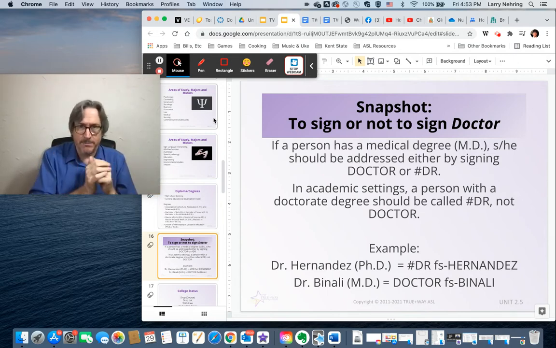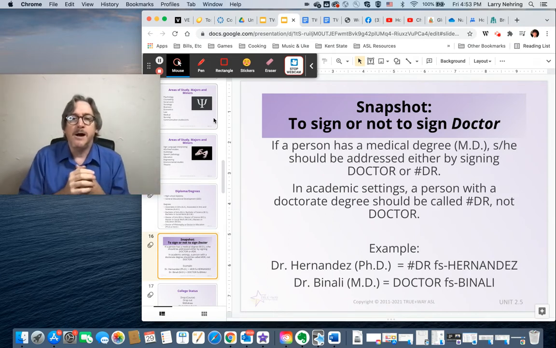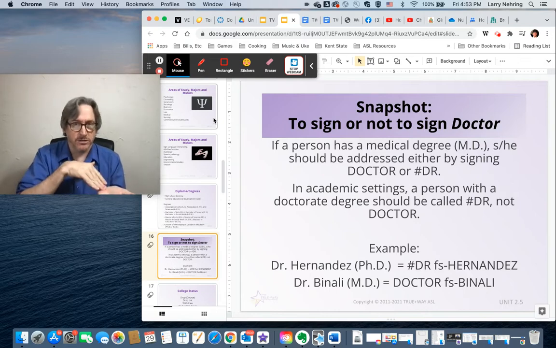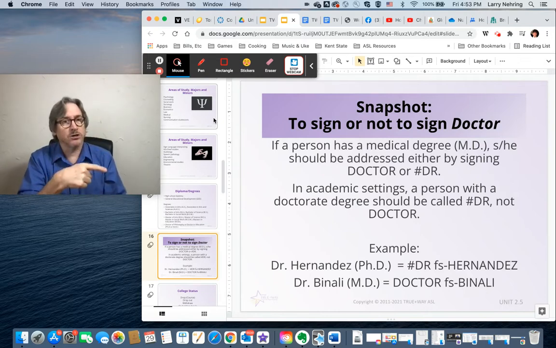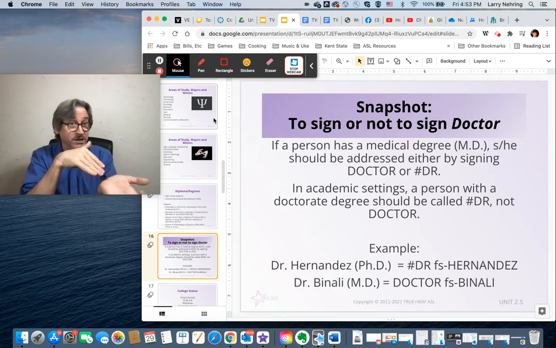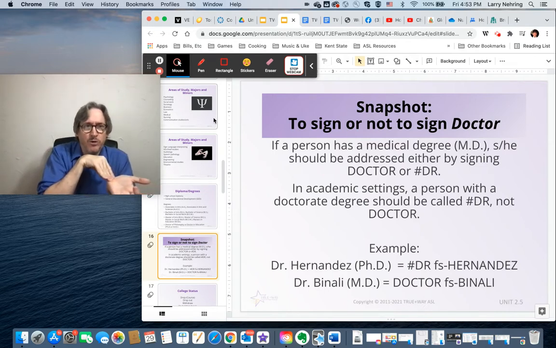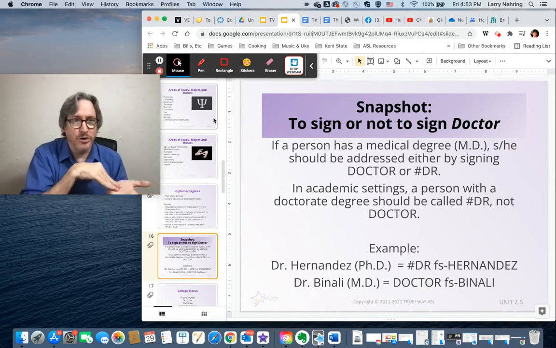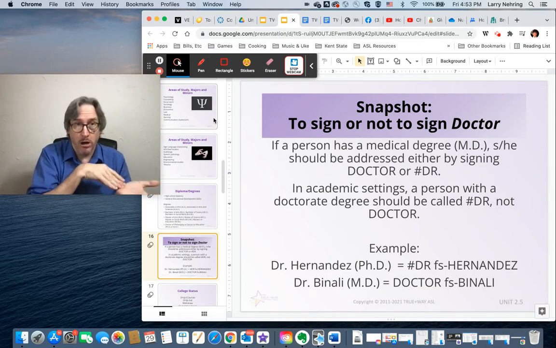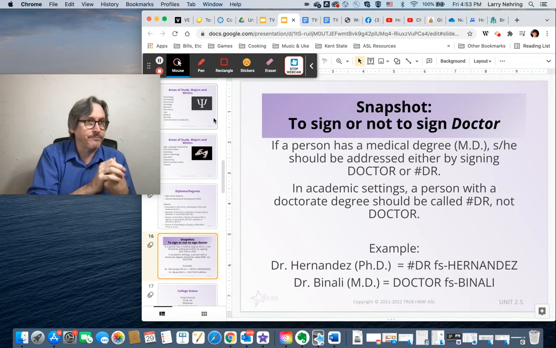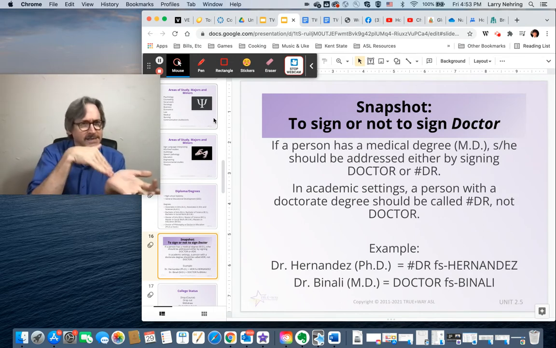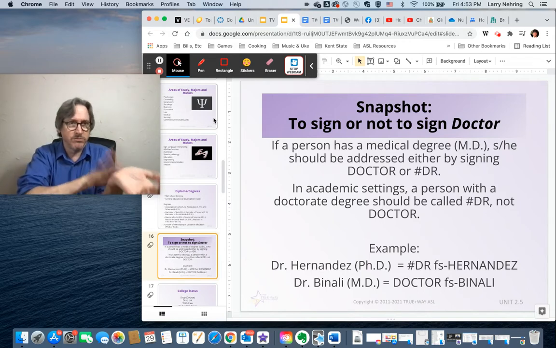For example, down below, if we're introducing Dr. Hernandez, doctor, even though it's a PhD, because it's not a medical doctor. If they're a medical doctor, it's more appropriate to use this. But this isn't appropriate for someone who has a JD, a Juris Doctorate, in law, or a DFA, a Doctor of Fine Arts. This is medical because it's dealing with the pulse.